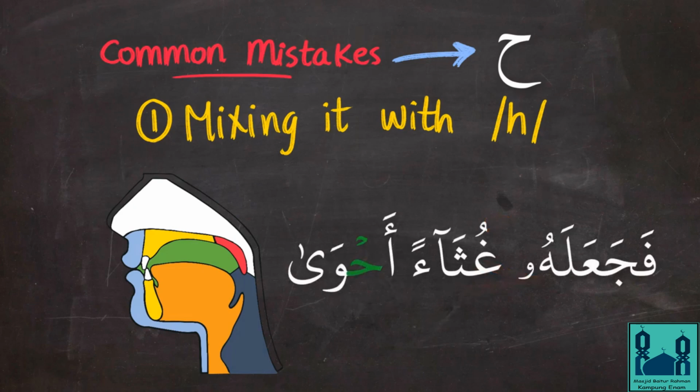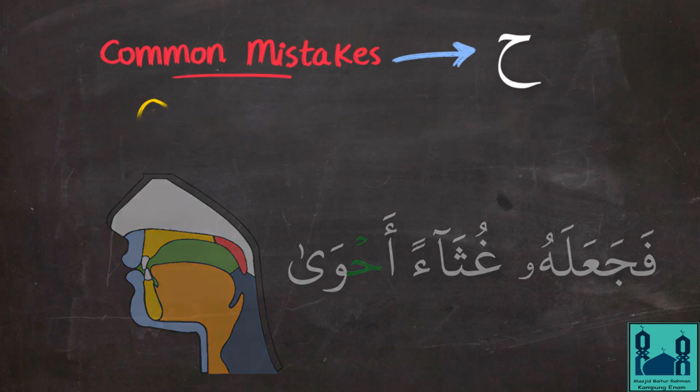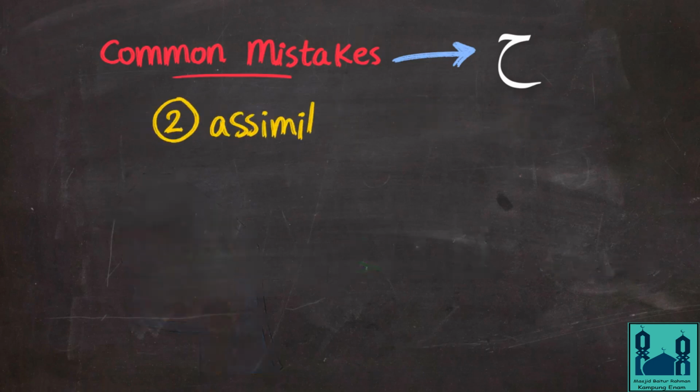فَجَعَلَهُ غُثَاءً أَحْوَى. The other mistake is assimilating the ha and ayn sound when they follow one another.